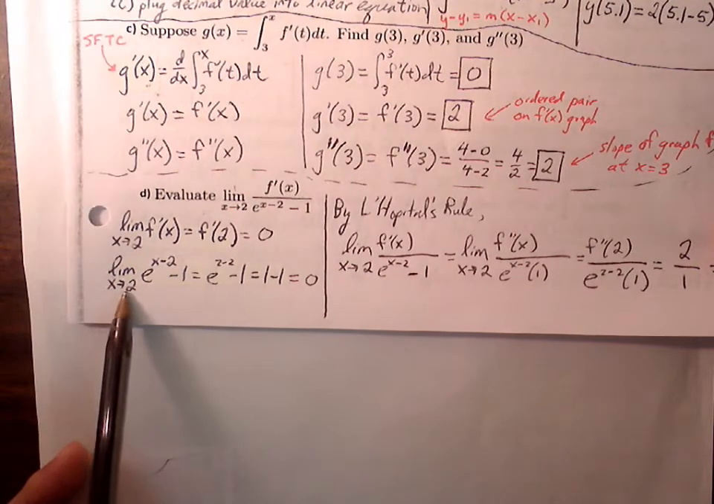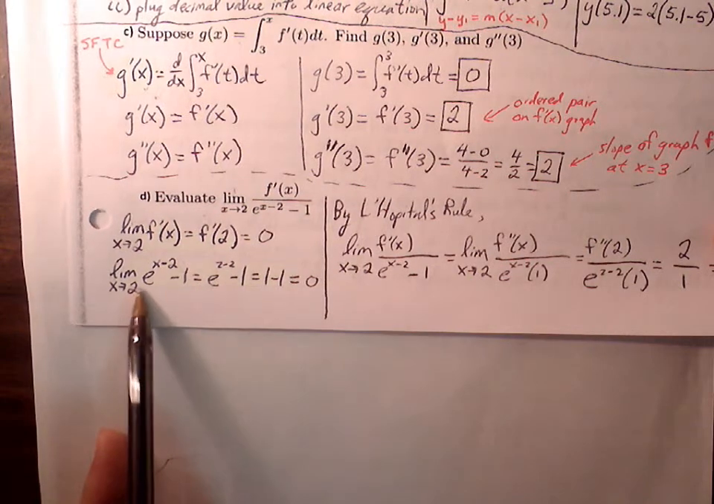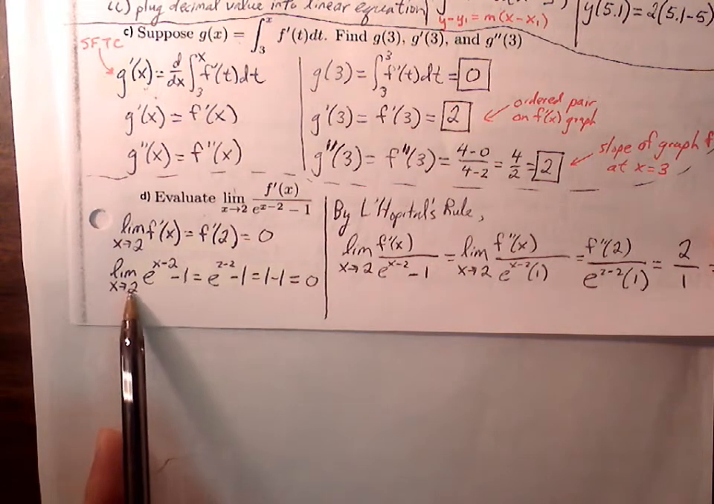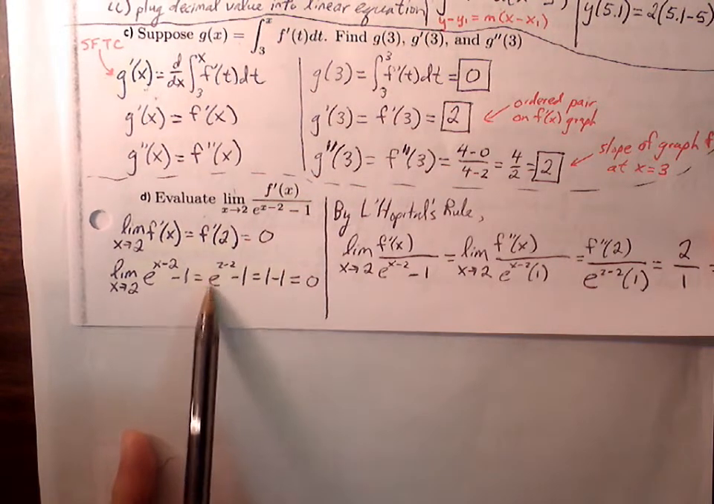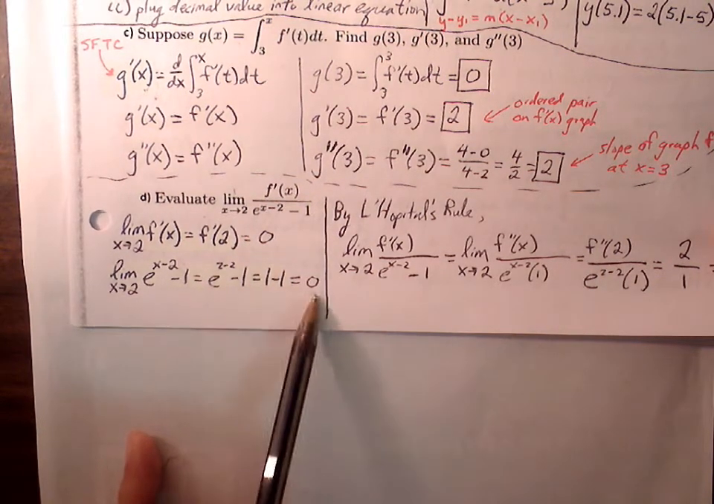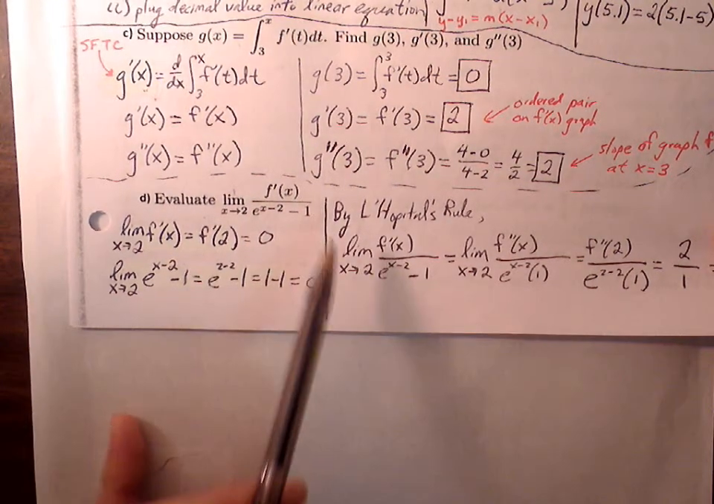Denominator, limit as x approaches 2 of the denominator. I'm going to write this whole denominator expression out. Evaluate the limit, so plug 2 in for x, we get e to the 2 minus 2. E raised to the 0 is just 1. 1 minus 1 is 0. So numerator 0, denominator 0. The condition is set for L'Hopital's rule.